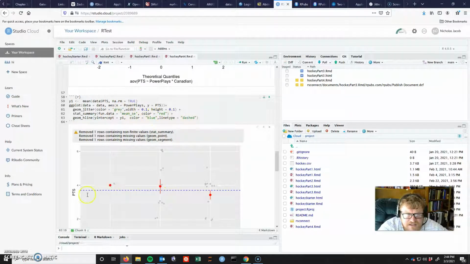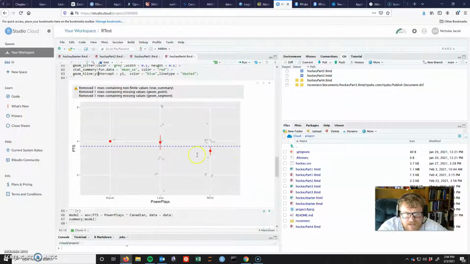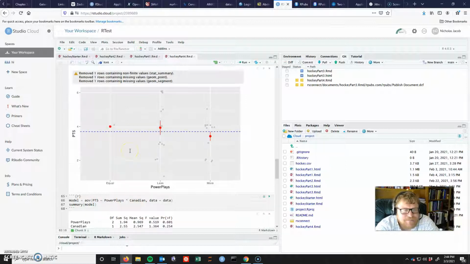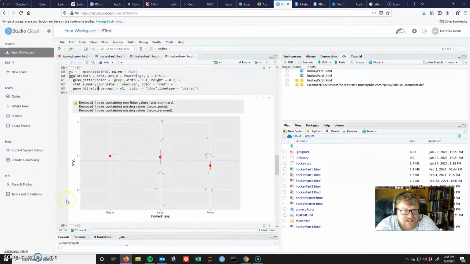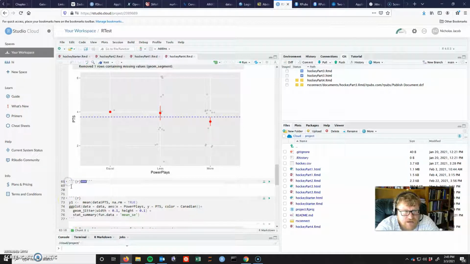Color blue, line dashed. So this is the mean of the sample, and then the mean of all of the things together, and then the little red dots are the mean of each of those points. But the error bars here, you see they pretty much all touch that little blue line, right? So you can see why we weren't able to reject the null hypothesis that the means are different, because man, those means are really, really close to each other. So that kind of gives us an idea of why we weren't able to reject that.